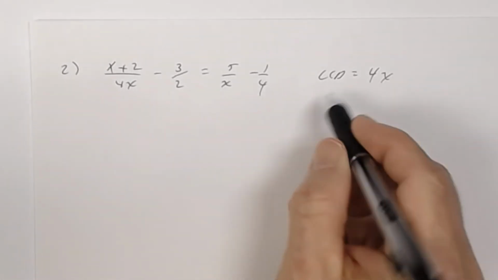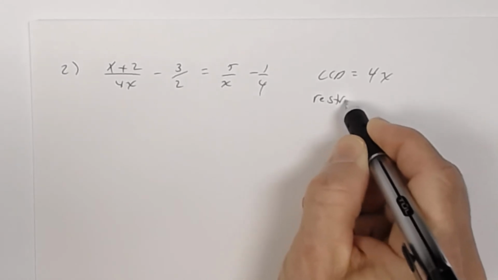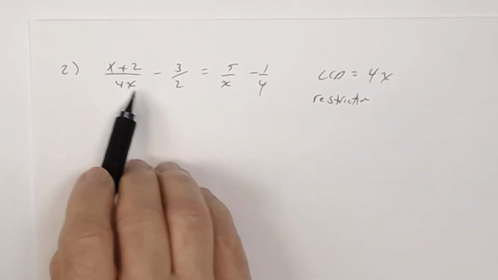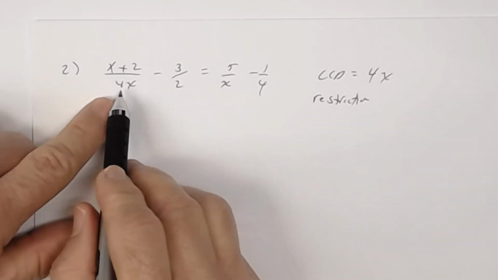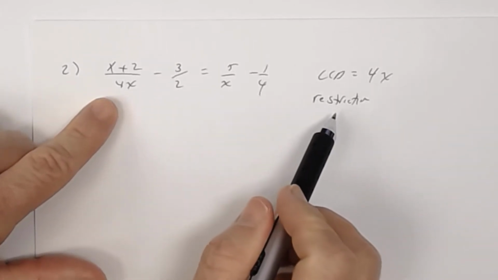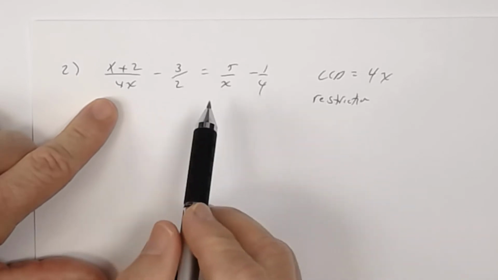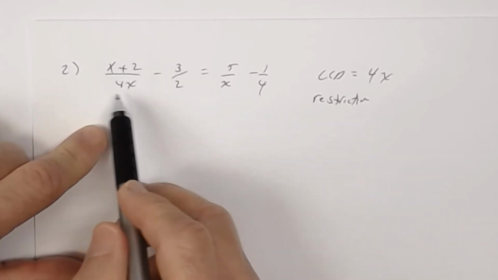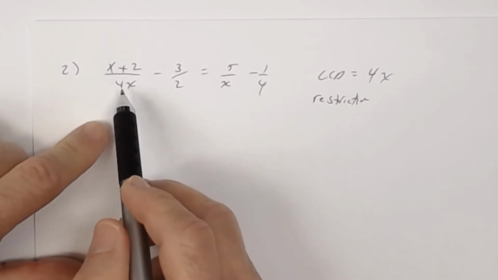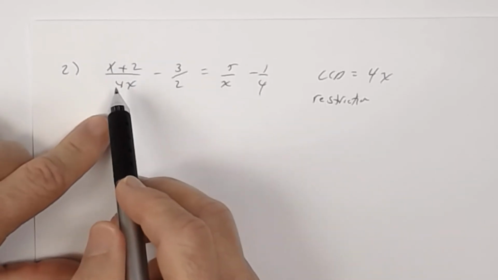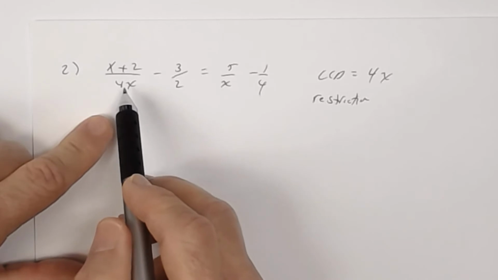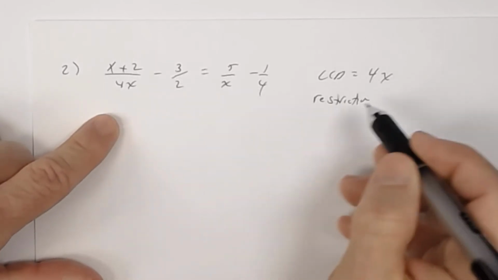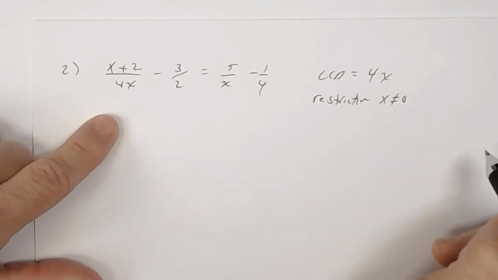Okay, so now let's find the restriction. To find the restriction, that's the easy kind when the denominators are monomial factors, because all you're asking yourself is, remember, the restriction is the value of x that makes this rational expression, that makes this fraction undefined. So a fraction is undefined when the denominator is 0. So 4 times what is 0? Well, 0. So there's one of my restrictions, x not equals 0.